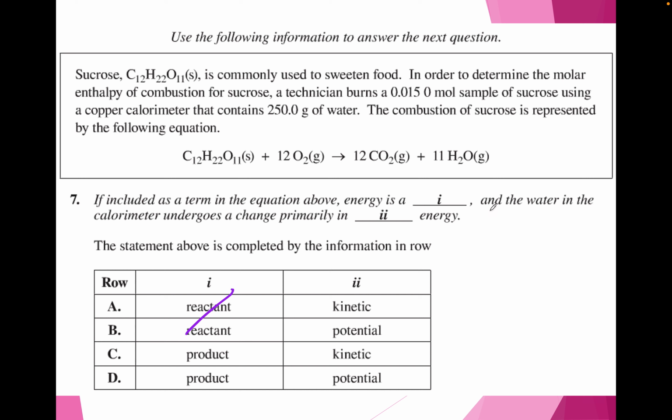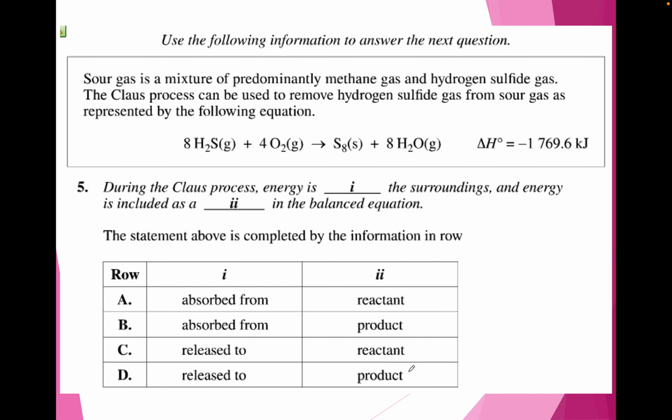And then the next part is water in the calorimeter. Now, the water itself is not undergoing a reaction, so that would be kinetic change. So that would be C. The water, if it's getting heated up, would be moving faster, and movement would be kinetic. If we had asked about the sucrose, and that's what's undergoing the chemical reaction, then we could pick potential, but it asked about the water.